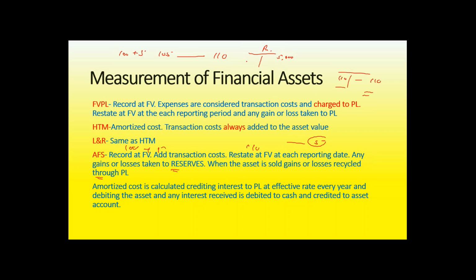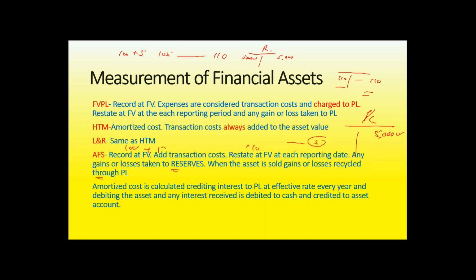At that time, the corresponding reserve, which was 5,000, also should be recycled to the P&L. Now, this is appearing here because it is unrealized. So you will debit reserves with 5,000 and credit your P&L with 5,000 at that stage, because you have to close the reserve account. No longer do you have a reserve account because you have subsequently sold the asset.